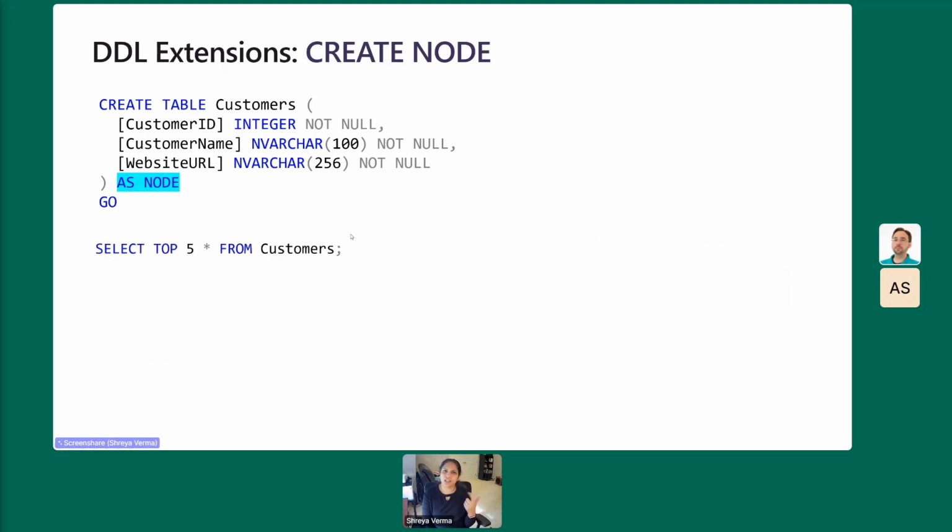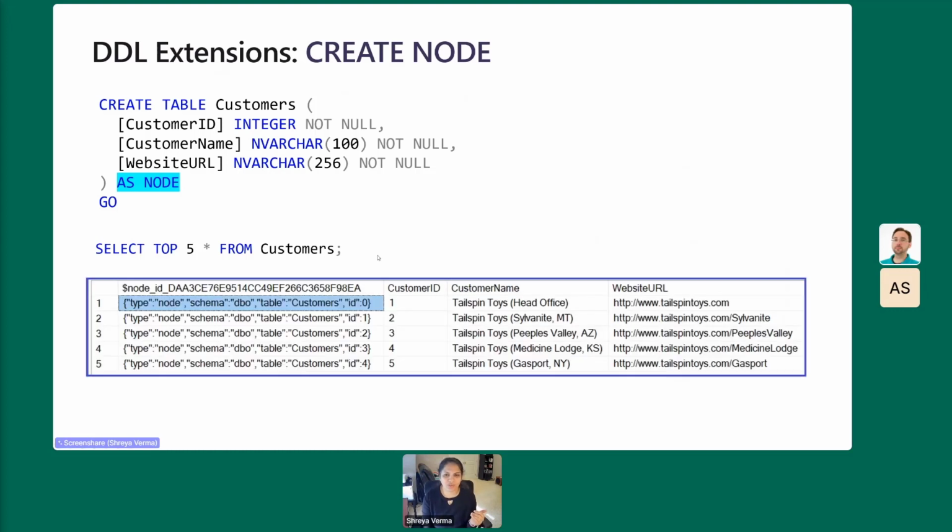And what happens when you create a node table? What is happening behind the scenes? Why do we have to specify as node in the syntax? Why can't we just create a table and tell the engine that this is a graph table, right? So when you create a node table, behind the scenes, along with the user-defined columns that you have in your node table, we create an implicit column, which is called $node_ID. And this is a unique identifier for each node in your database. And it is a combination of table name and internally generated sequence.